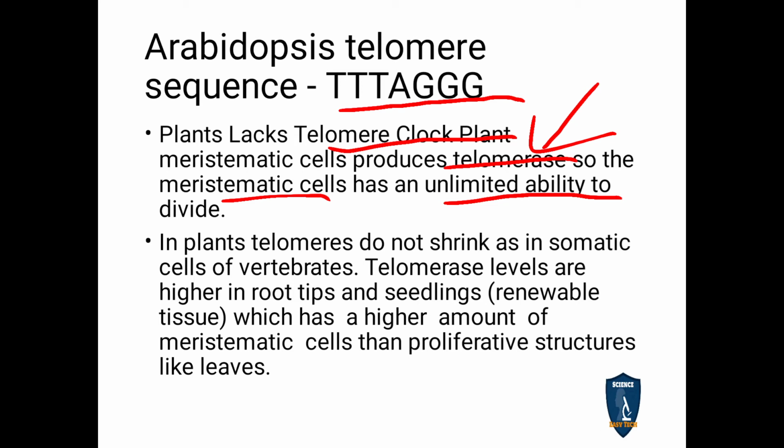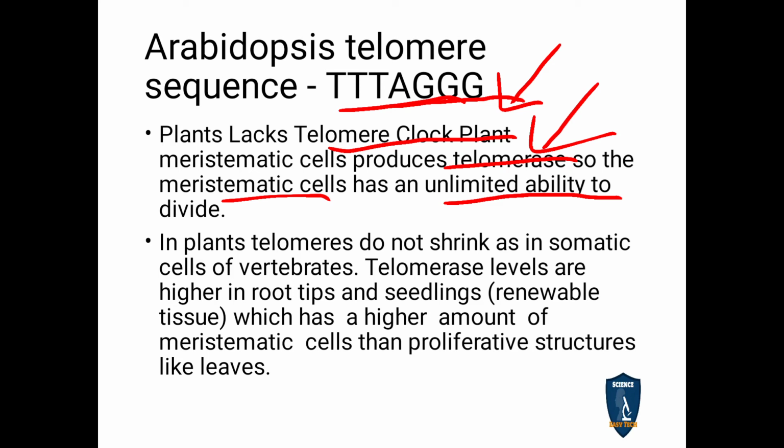So if this sequence is absent, it cannot divide. This enzyme makes the meristematic cells divide. But if the sequence is absent, it cannot divide. In the same way, with the telomerase enzyme, the telomeres do not shrink as in vertebrates.